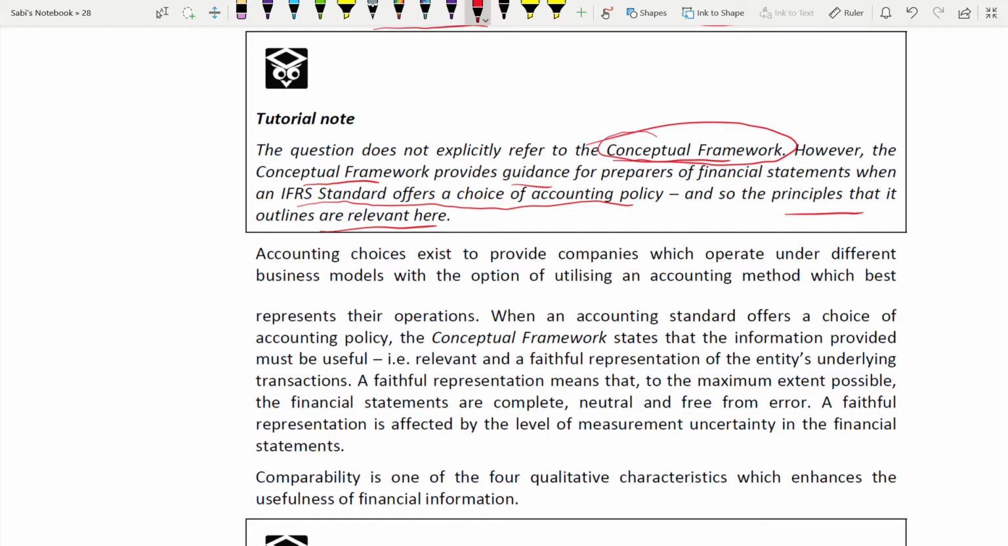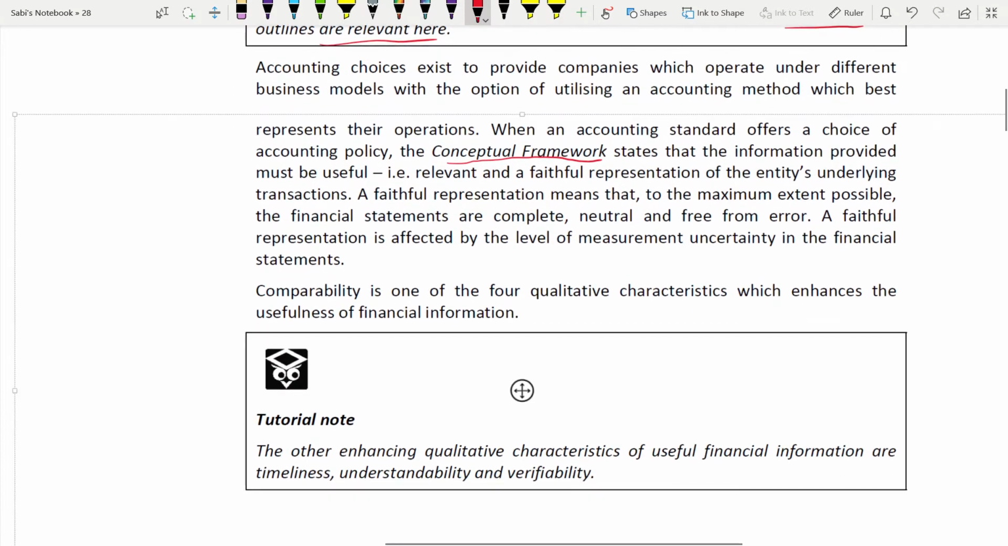Accounting choices exist to provide companies which operate under different business models with the option of using an accounting method which best represents their operations. So when an accounting standard offers a choice of accounting policy, what does the conceptual framework say? It states that the information provided must be useful. Number 1, useful means it should be relevant as well as a faithful representation. And in the scenario they talk about comparability and faithful representation. That's why we are talking about these two. One is faithful representation, one is comparability. We have to talk about these because the scenario mentions them.